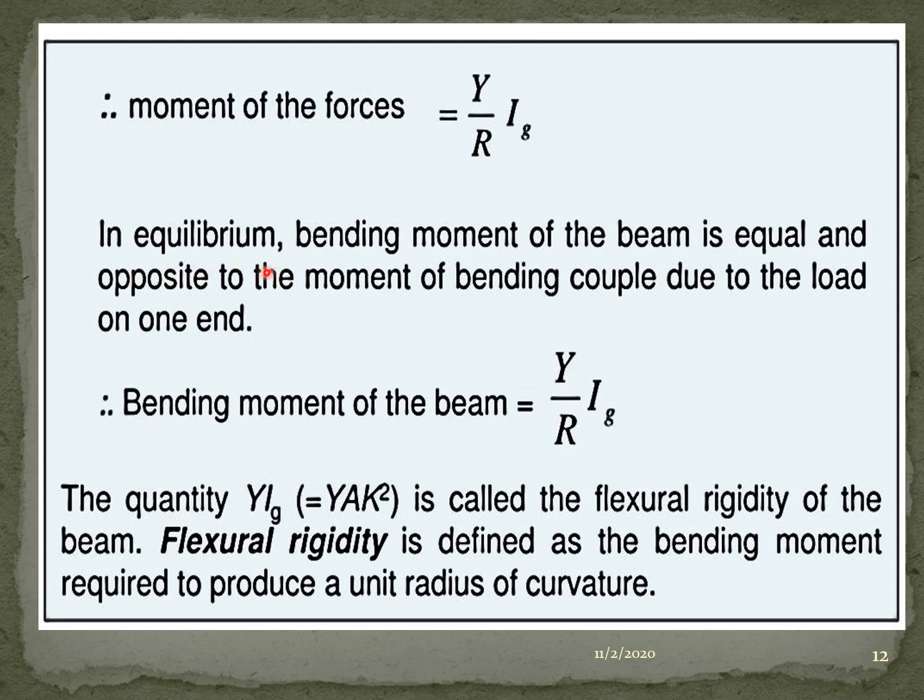In equilibrium, the bending moment of the beam is equal and opposite to the moment of the bending couple due to the load on the other end, or one end. Therefore, the bending moment of the beam is equal to Y by R into Ig. The quantity Y Ig, equal to Y A K squared, is called the flexural rigidity of the beam. Flexural rigidity is defined as the bending moment required to produce a unit radius of curvature.